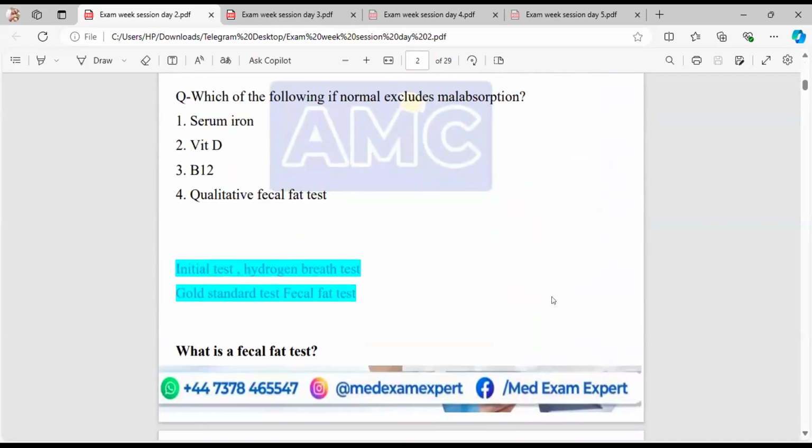Which of the following, if normal, excludes malabsorption? Serum iron, vitamin D and B12, and the qualitative fecal fat test. These are the two tests I wrote over there. The initial test for malabsorption is the hydrogen breath test, and the gold standard test is the fecal fat test.